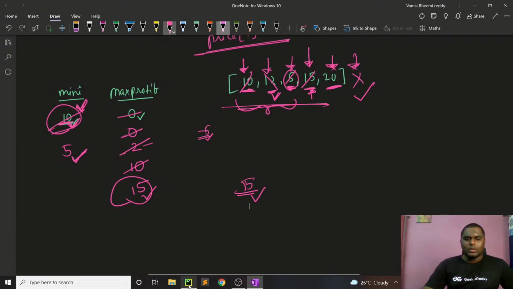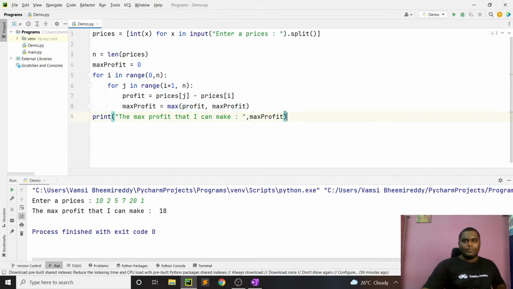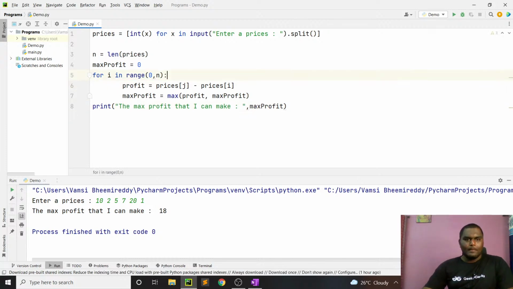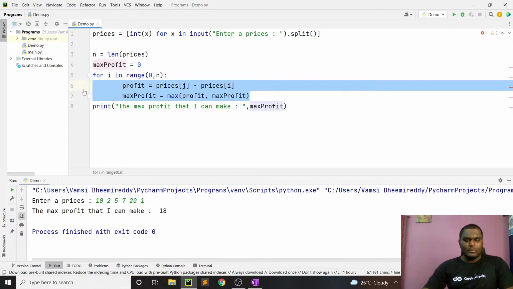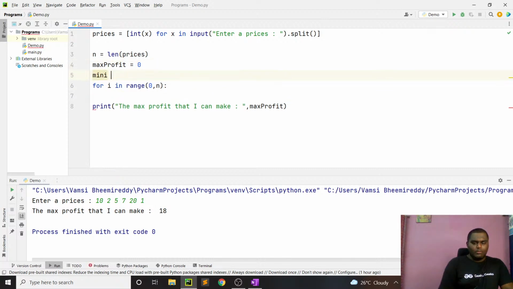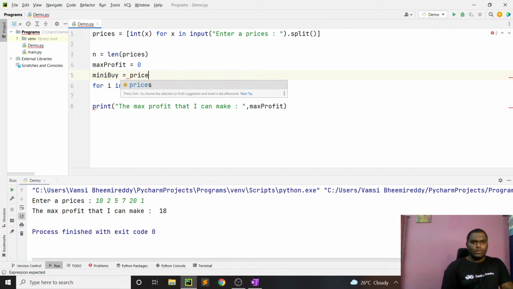Okay, let's try to code this up. We don't need to do much here. Now we need to keep track of min buy, equal to initially prices of 0.